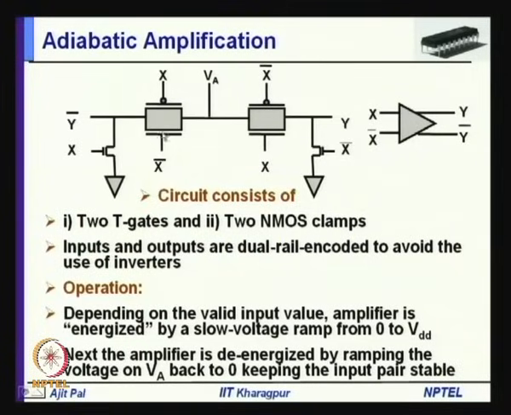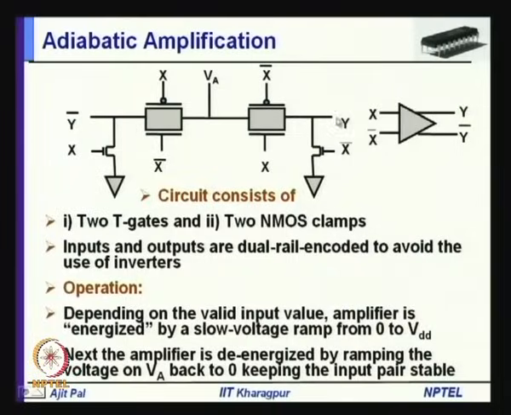So, this is the adiabatic amplification circuit. The circuit consists of two transmission gates, as you can see, one transmission gate here and another transmission gate here, and inputs and outputs are dual rail encoded to avoid use of inverters. If we do not use dual rail, then you have to use static CMOS inverters, and that will lead to non-adiabatic charging and discharging. So, to avoid that, in adiabatic logic circuits, you will always use dual rail encoded circuits.